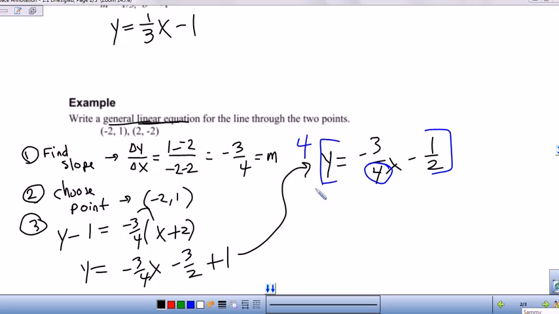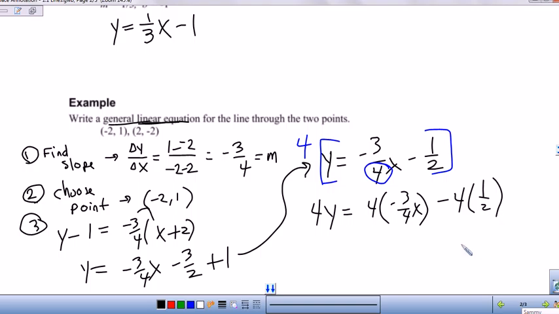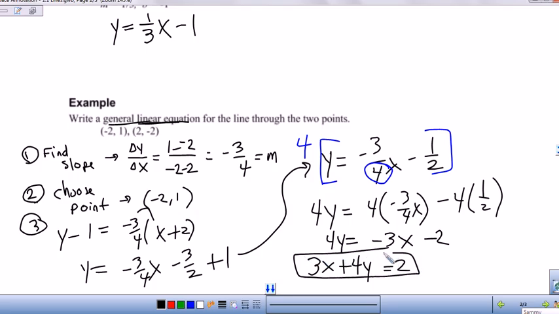So when we multiply through everything by 4, you have 4y is equal to 4 times -3/4 x minus 4 times 1/2, and then simplifying there, you'd have 4y is equal to -3x minus 2, and then bring this -3x over, you'd have 3x plus 4y is equal to 2. And here you have standard form or general form, whatever you want to call it.